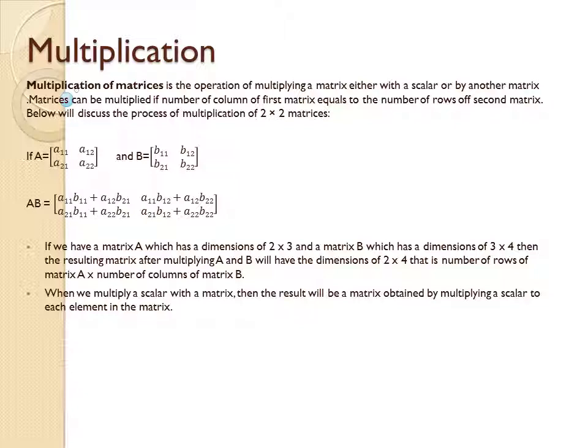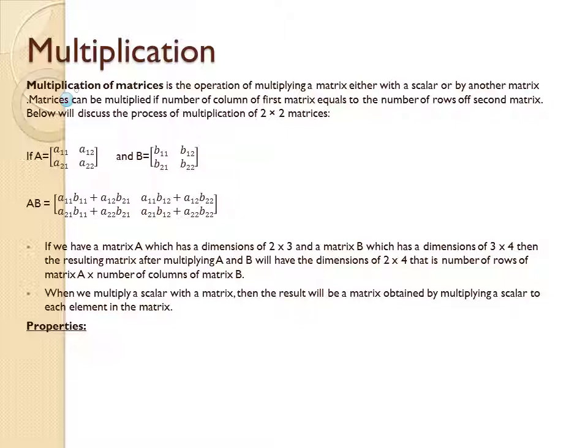When we multiply a scalar with a matrix, the result is a matrix obtained by multiplying the scalar to each element in the matrix. That's it. Like if I multiply by 5, or by 6, with the matrix, then it will be 5 into each and every element, 6 into each and every element. So that is the way scalar multiplication takes place.